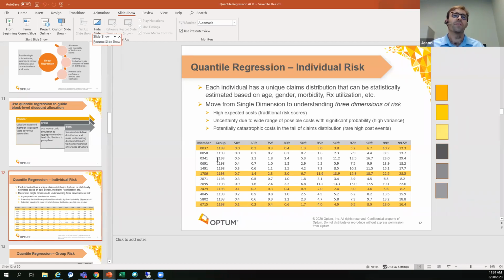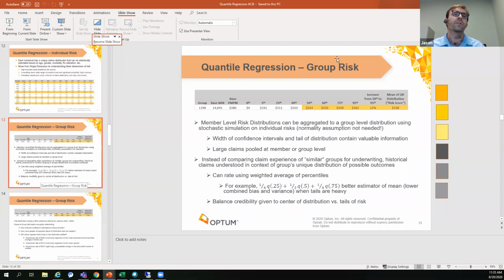But of course, as I was saying, these individual distributions are not really what we use in practice. You really want to aggregate those up to the group level. And so here you've got group 1198, everybody, and if their base PMPM is 380, you can say, well, that's really catastrophically high relative to the distribution they've got. So that could tell you that either their distribution has changed because of some change in risk, or that you probably expect some kind of regression to the mean going down. The mean of this distribution is 328. That's something like a risk score. Here's something like the increase from the 95th to the 50th percentile.